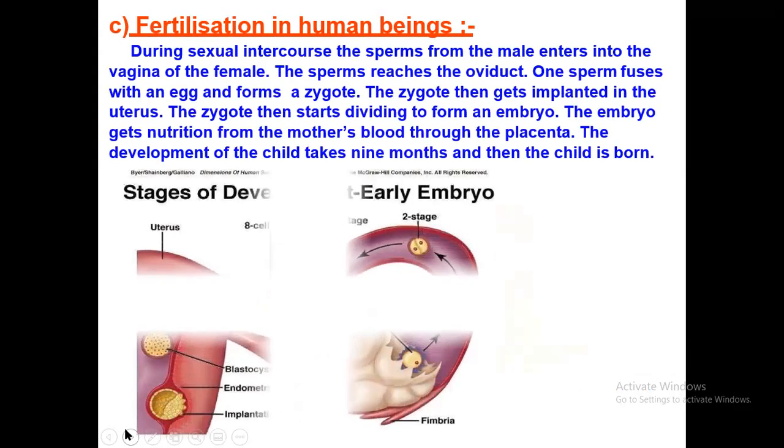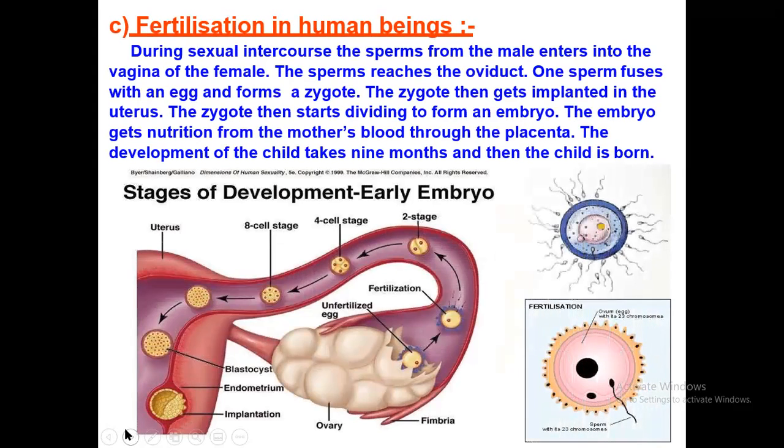Fertilization in human beings. During sexual intercourse, the sperm from the male enter into the vagina of the female. The sperm reaches the oviduct. One sperm fuses with the egg and forms the zygote. The zygote then gets implanted into the uterus, and this zygote will start dividing, and at last the embryo will form. The embryo gets nutrition from the mother's blood through a placenta. The development of the child takes 9 months, then a child is born.